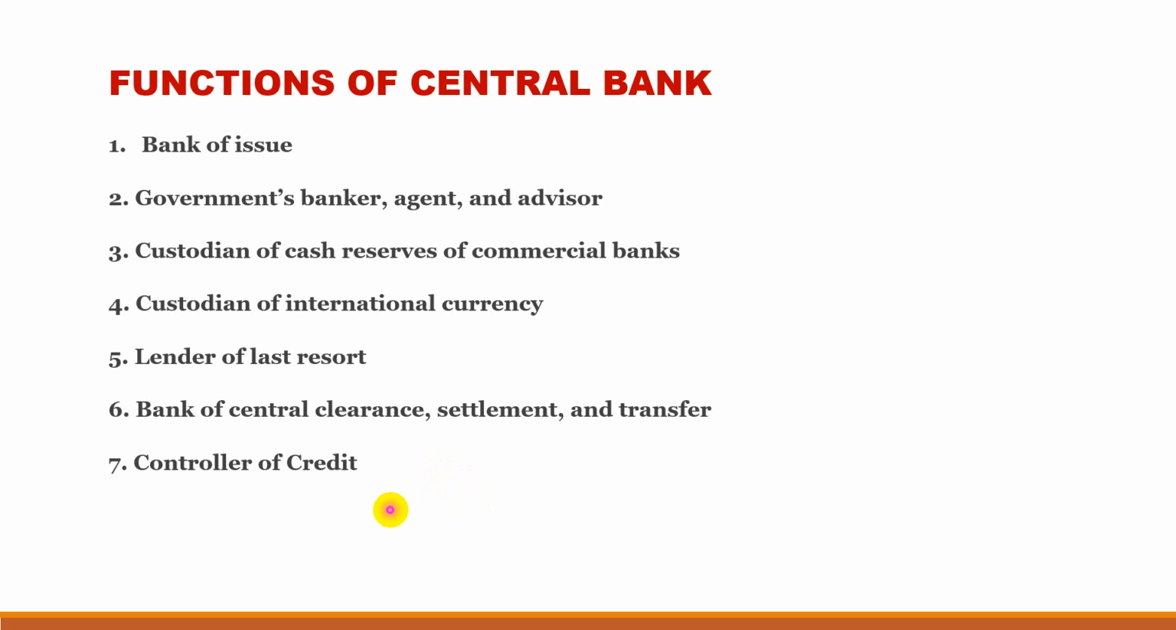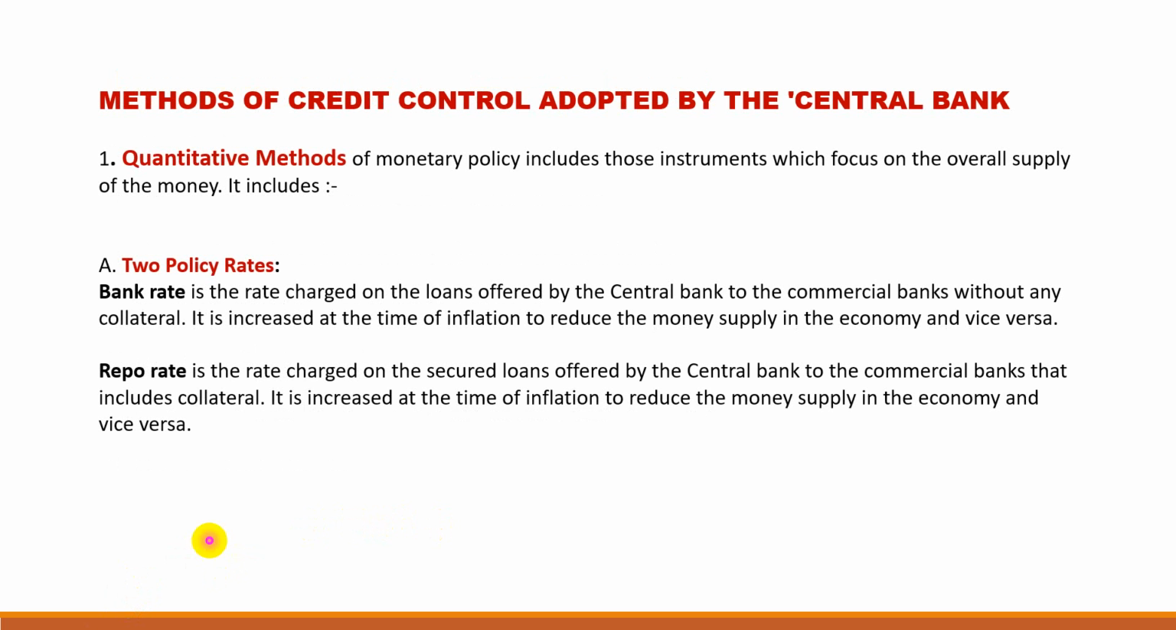Credit control measures can broadly be categorized into two: quantitative credit control measures and qualitative credit control measures. So let us know these two methods of controlling credits. Quantitative method of monetary policy includes those instruments which focus on the overall supply of the money. And it includes bank rate, that is, two policy rates.